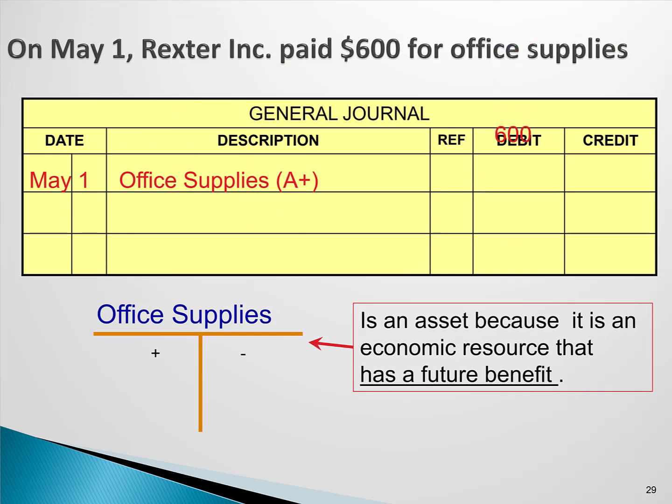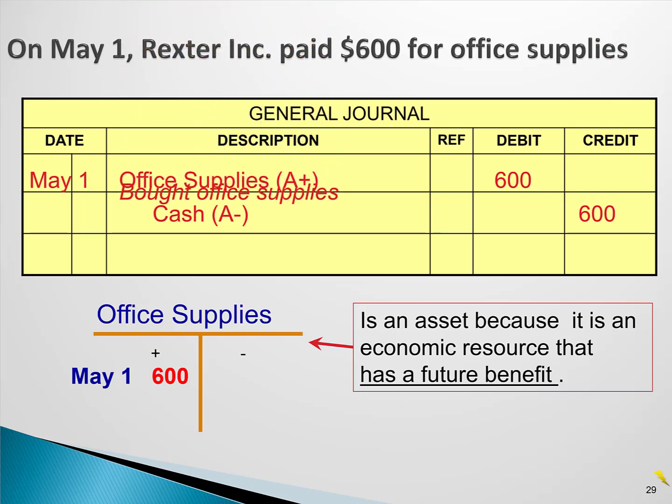So in the debit, I'm going to put $600, and then I post the $600 down to the T account, which represents a ledger. And then how did we pay for it? We paid for it with cash. So cash is an asset and it's going down. So I need to credit that asset. And then in our explanation, we say we bought office supplies.